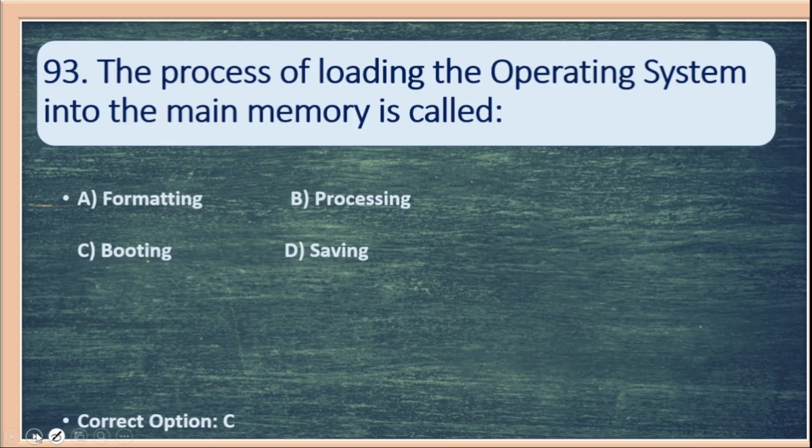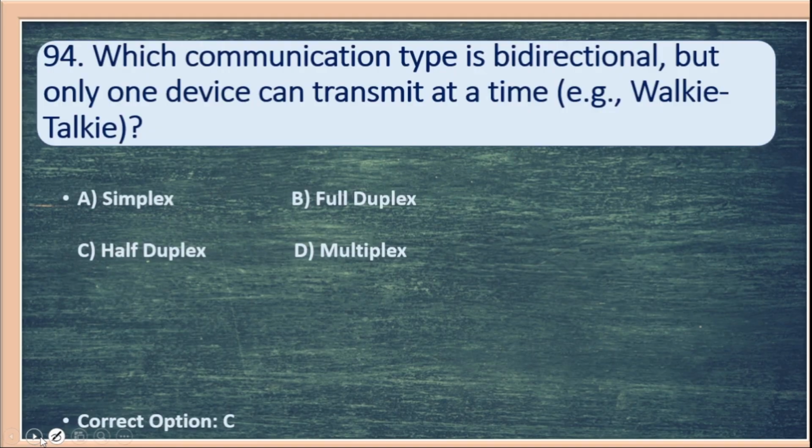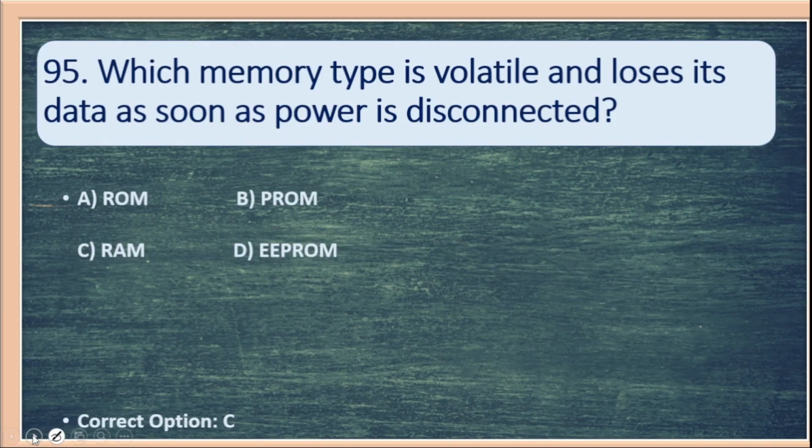The process of loading the operating system into the main memory is called formatting, processing, booting, saving. Answer is C, booting. Which communication type is bidirectional but only one device can transmit at a time? Simplex, full duplex, half duplex, multiplex. Answer is C, half duplex. Which memory type is volatile and loses its data as soon as power is disconnected? ROM, PROM, RAM, EEPROM. Answer is C, RAM.